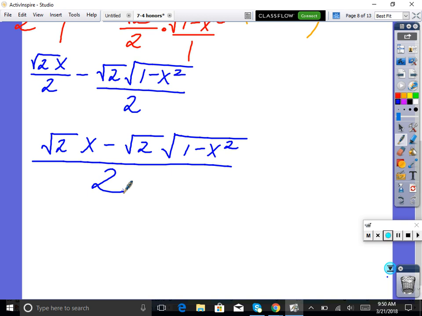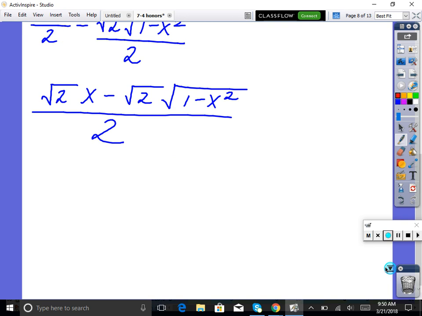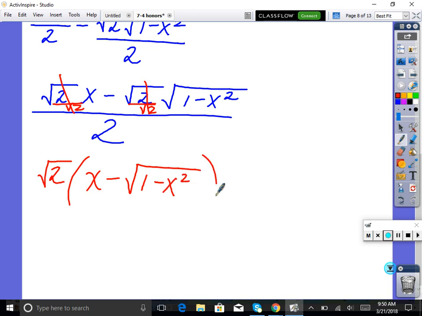Now, anytime they give you an answer and they have something in common, they factor it out, if you've noticed. So what on top could we factor out? Yes, they would write it as pulling out a root 2. Then left would be x minus the square root of 1 minus x squared, and that's all over 2. And there's your answer. It's just an expression. We don't know what x is. If one of them started as an expression, it's going to be an expression.